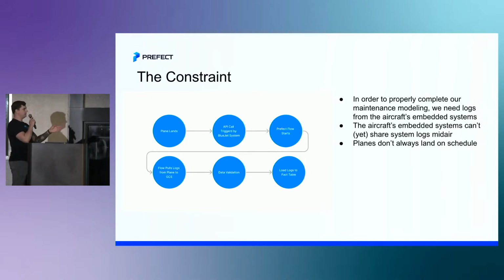So once the flow run is kicked off, it's going to be responsible for going and talking to the plane's embedded system and pulling logs out of that and pushing them into Google Cloud Storage. It's then going to perform a data validation step, and then it's going to load those logs into the fact table.